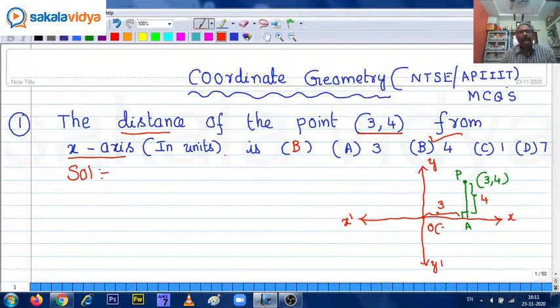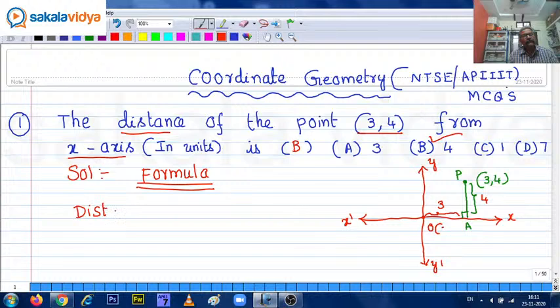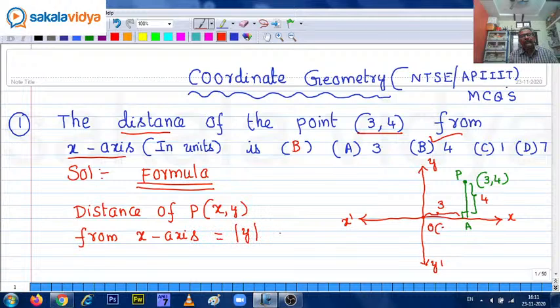But I will give the shortcut also. Don't worry, but note down the shortcut formula. The distance of P(x, y) from x-axis equals mod y units. This is the formula. So my dear students, remember this tip: the distance of P(x, y) from x-axis is mod y units.